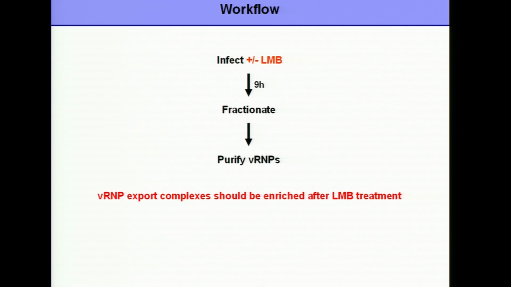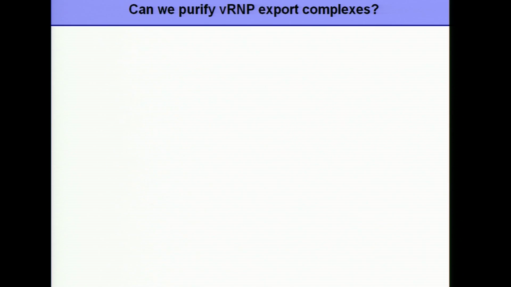Now what we postulated is, if in fact we've been able to purify these export complexes, then we should have one of these nuclear fractions where the amount of RNPs that we purify is much higher in the presence of leptomycin B than in the absence of it. And furthermore, those RNPs should also be associated with M1 and possibly also NEP. OK, so let's look at the data here.